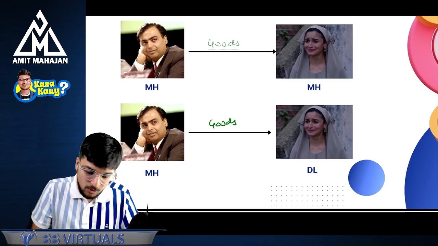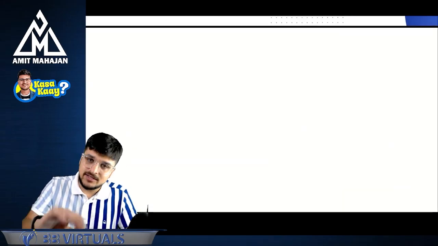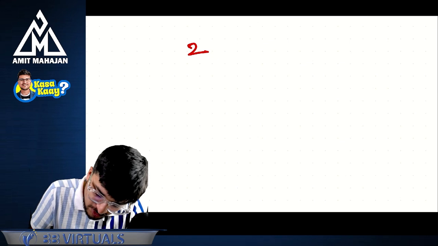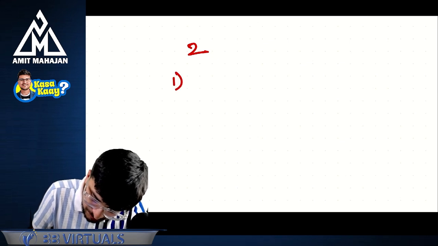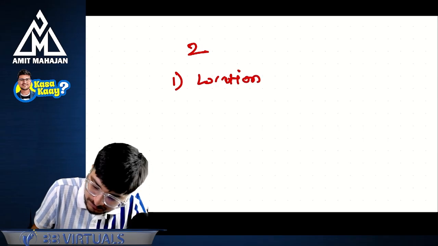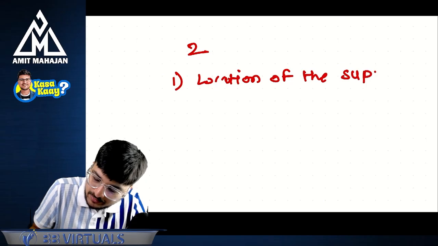Okay. Now, let's understand the provisions for identifying an interstate and intrastate transaction. There are two things which you are going to consider. Number one, the location of the supplier.